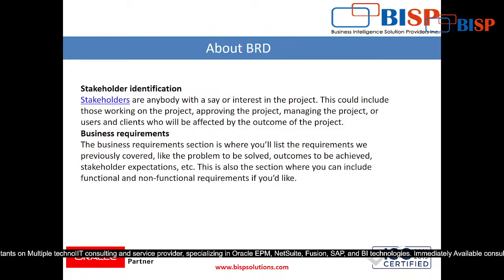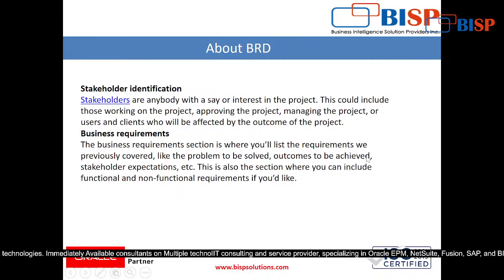Now business requirement. The business requirement section is where you will list the requirements we previously covered, like the problem to be solved, outcome to be achieved, stakeholder expectation. This is also a section where you can include functional and non-functional requirements if you would like. Now see here, this is an important point written here. Stakeholder expectation, problem to be solved. Some things are there which are not solved in their previous application. So what things are to be solved? For example, in order to cash, we want to put 2-layer approvals.